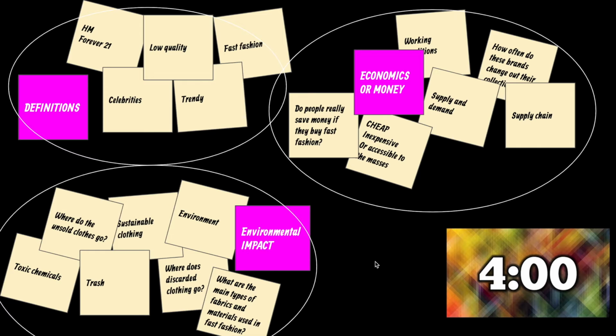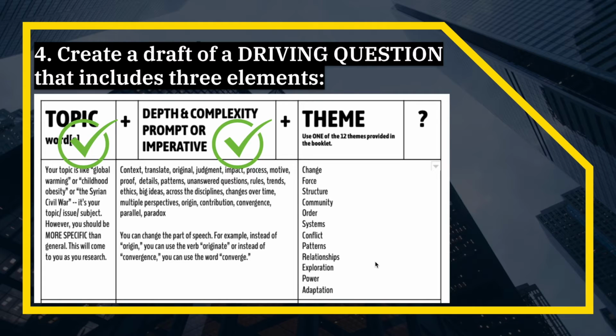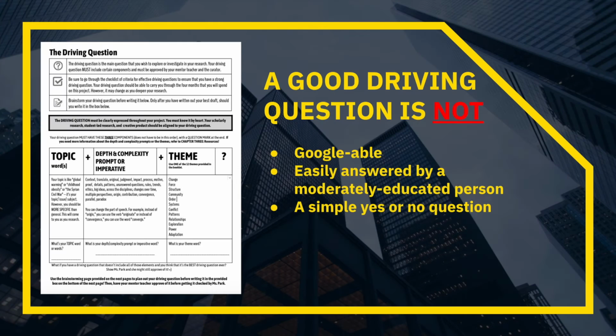And then as a class, we started composing our driving questions by including our 3 elements, which is our topic word, and in my case, it would be fast fashion, our depth and complexity prompt or imperative. So these are the words that elevate our driving questions and make them more robust, more interesting, so that it's more unique and it allows us to really go into specifics and dive deep into an issue and analyze it in a new way. And then also our theme word, which is one of the 12 universal themes that we're exploring in all of our projects.